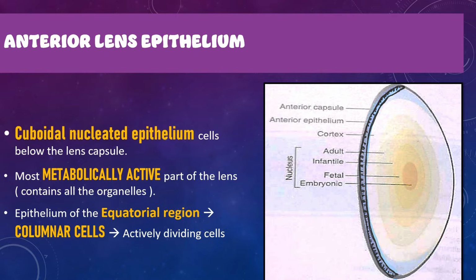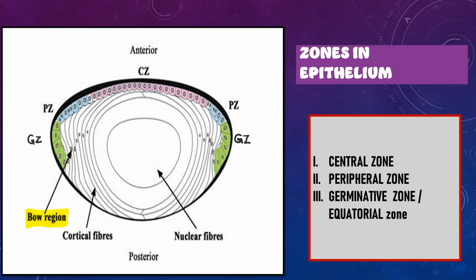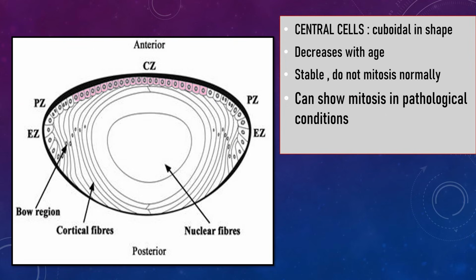Now, the entire lens epithelium does not divide, right? It's only the lens epithelial cells present near the equator which have the capability of division. So based on that, there are zones in the epithelium as well. We have a central zone of cells which are labeled in pink. Then peripheral to the central zone, we have the peripheral zone, labeled in blue. And then we have a germinative zone, labeled in green. Because the germinative zone is present near the equator, it is also called the equatorial zone.